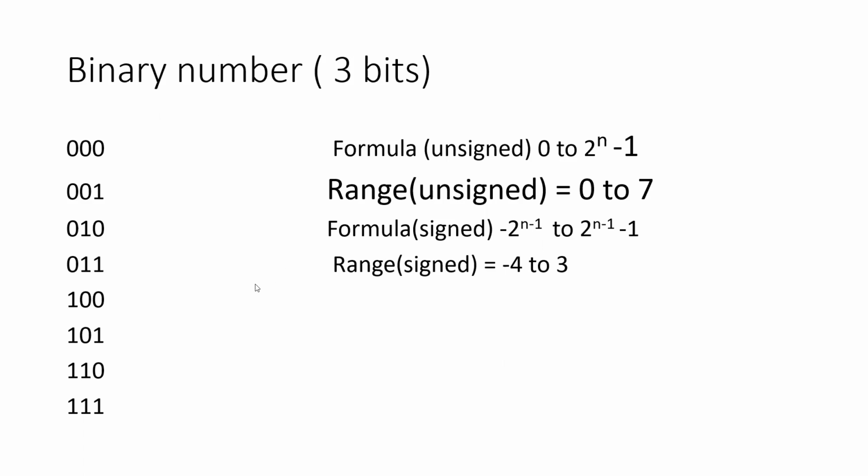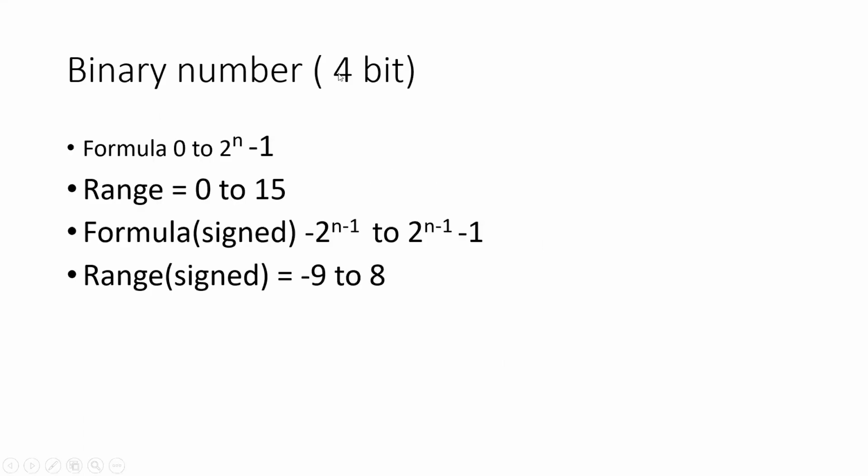Now let us take the case of 4 bits. If you have 4 bits, then the range for unsigned numbers will be 0 to 15. So that is 2 raised to 4, 16 minus 1, 15. And if you are using signed numbers, then the range will be from minus 2 raised to n minus 1, so 2 raised to 4 minus 1, that is 2 raised to 3, that is minus 8, to 2 raised to n minus 1 minus 1, 8 minus 1, 7. So the range will be from minus 8 to 7.